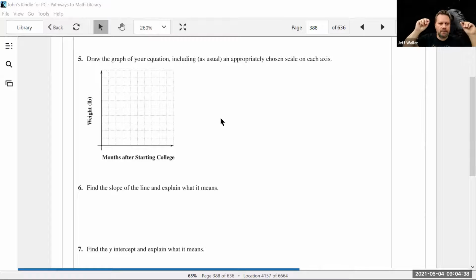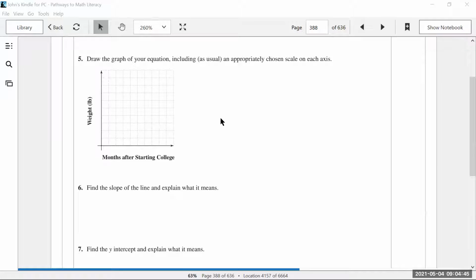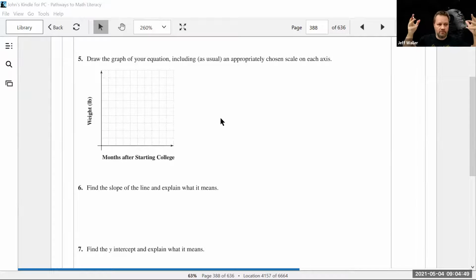It's the pounds he gains per month, blah, blah, blah. I won't say anything else. Does that help? Yes, a lot. Always start with the units and then just kind of say it like a normal person, but the units will tell you what the slope means. It's great.